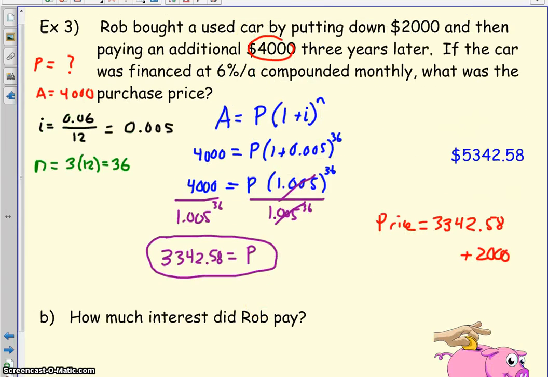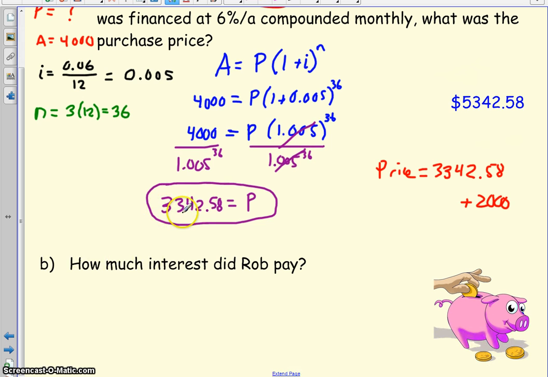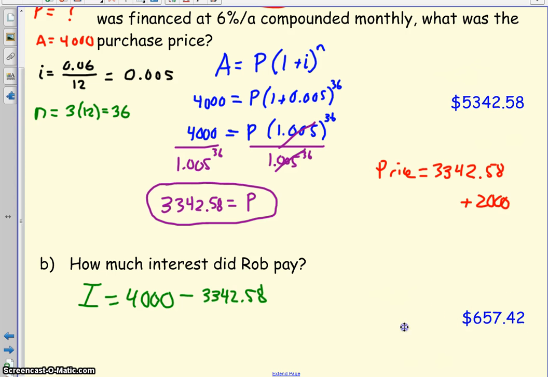Okay, so how much interest did he pay? Well, for this one, it's not too bad a calculation, because we know he borrowed $3,342.58, and he ended up having to pay back $4,000. So the interest earned is simply going to be that difference. So he had to pay back $4,000. He borrowed the amount to cover up the rest of the purchase price, which is $3,342.58. Okay, when you run that through your calculator, you should get $657.42.